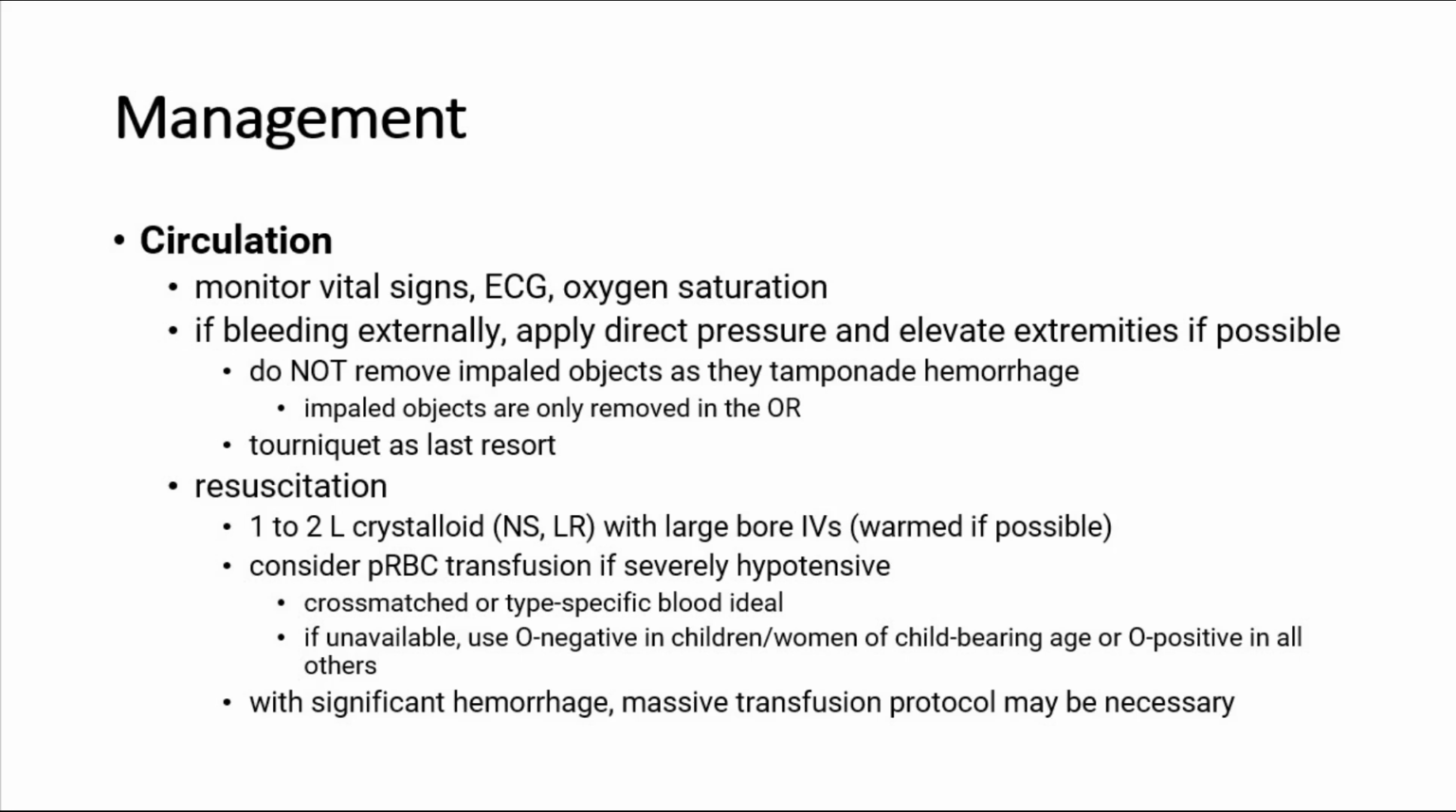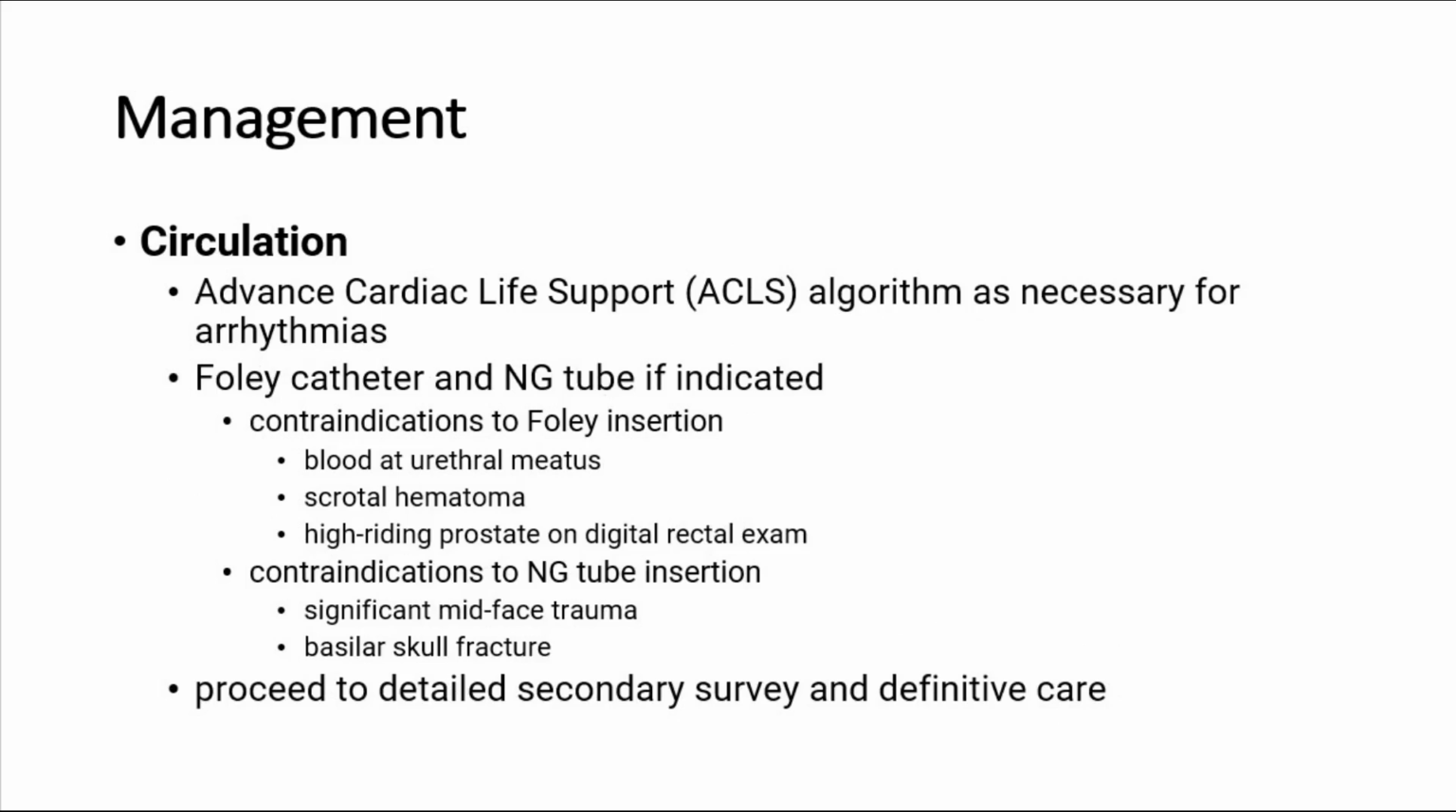For resuscitation, give crystalloids and consider packed cell transfusion if severely hypotensive. If specific blood is unavailable, use safe O blood. With significant hemorrhage, a massive transfusion protocol may be necessary. Advanced cardiac life support algorithm is necessary for arrhythmias. Foley catheter and NG tube if indicated. Contraindications to Foley insertion include blood at the urethral meatus, scrotal hematoma, or a high-riding prostate on digital rectal exam. Whereas contraindications to NG tube insertion are significant mid-face trauma and basilar skull fracture.